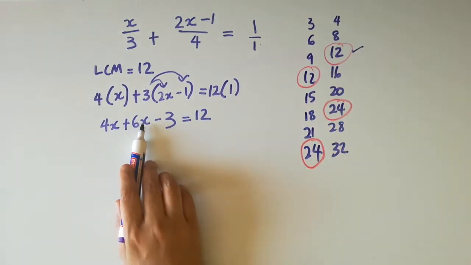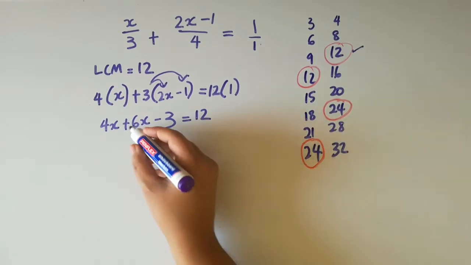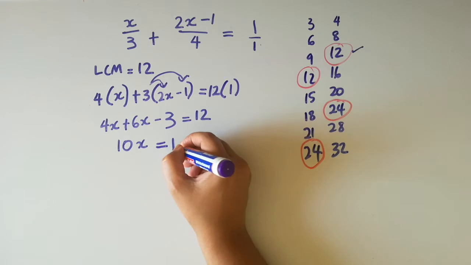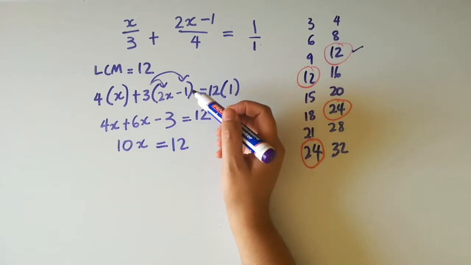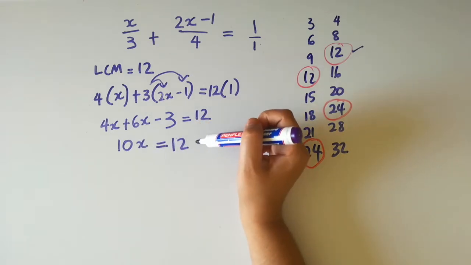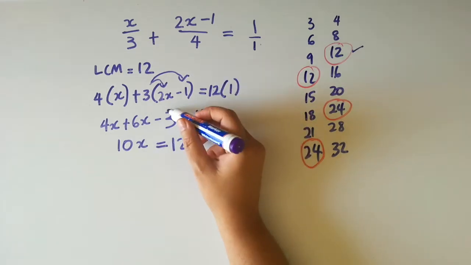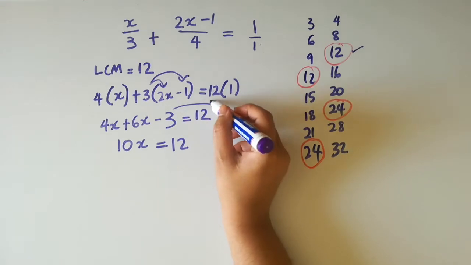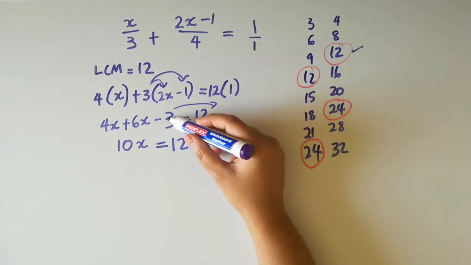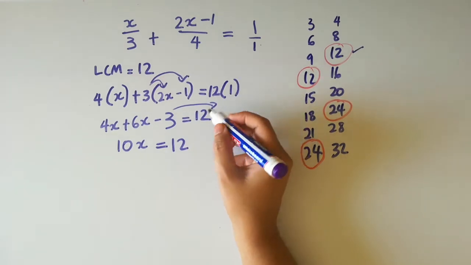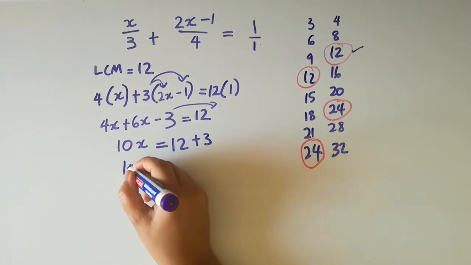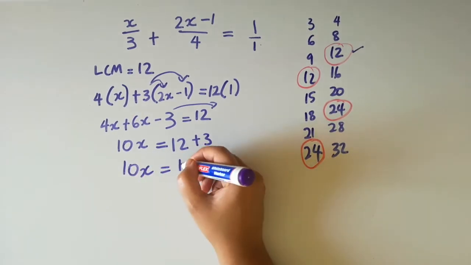Now let's add this 4x and 6x here. If I add them up, I'll get 10x is equal to 12. Now, from the previous lesson, you remember we want to have our x's on one side, we want to have our numbers on one side. So this minus 3 here, I want to move it onto this side. And what we're going to do is, minus 3, when we move it over the equal to sign, we'll make it plus 3. So I've got 10x is equal to 15.